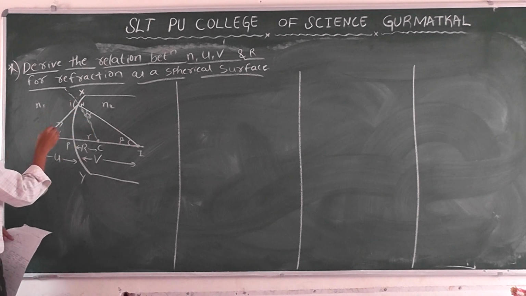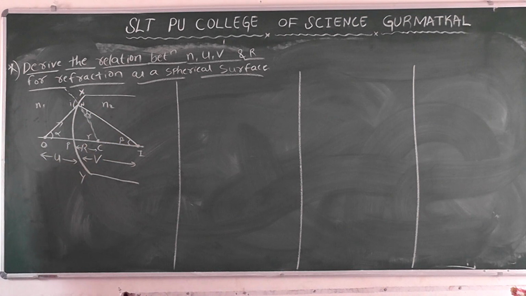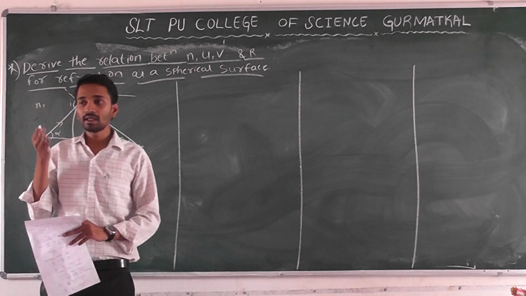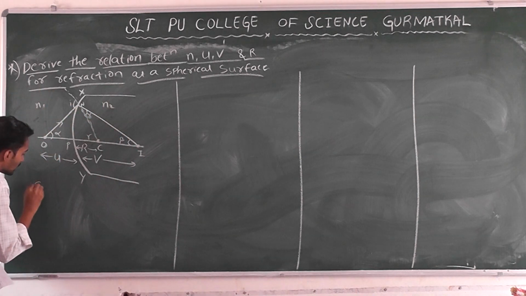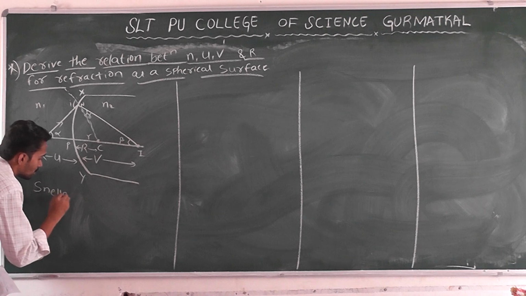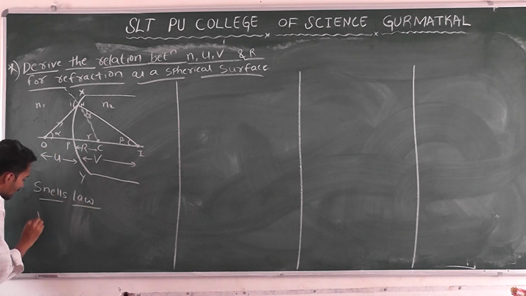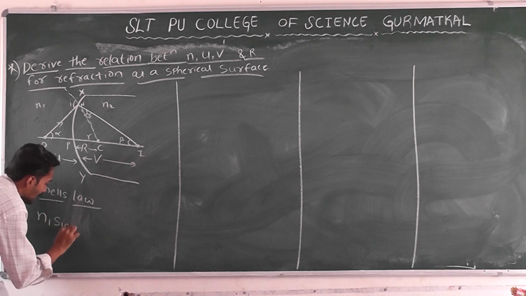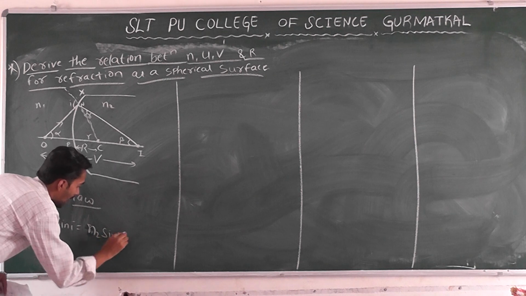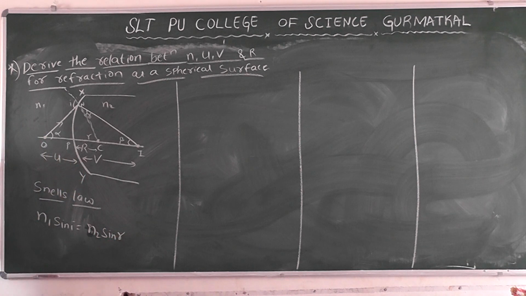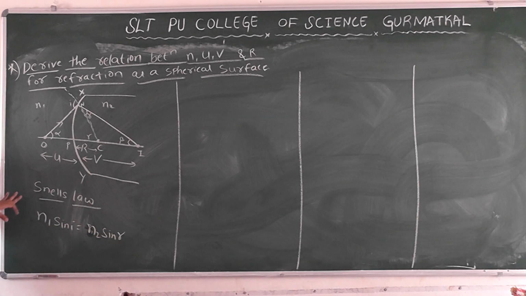When light rays travel from a rarer medium to a denser medium, they bend towards the normal. In the last class we said that light travelling from a denser medium to a rarer medium bends away from the normal. First we consider Snell's law, the generalized form: n1 sin i is equal to n2 sin r, where i is the angle of incidence and r is the angle of refraction.